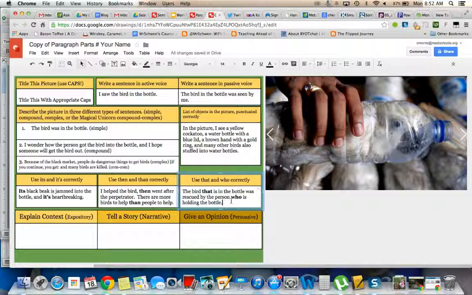So my sentence was, the bird that was in the bottle is being rescued by the person who is holding the bottle. That, who? Wait, who would ever do this to a bird? Yes, because then you're asking what person would do this to a bird.